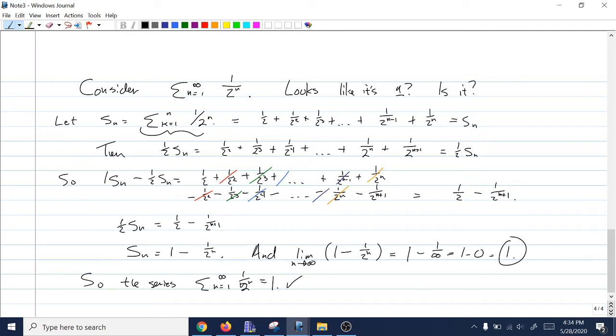This is worth thinking about. I would write that Sn is the sum from k equals 1 to n of 1/2 to the k. I would write that 1/2 of Sn is 1/2 of the sum from k equals 1 to n of 1/2 to the k. I'm allowed to distribute the 1/2 in. That's the sum from k equals 1 to n of 1/2 to the k plus 1.